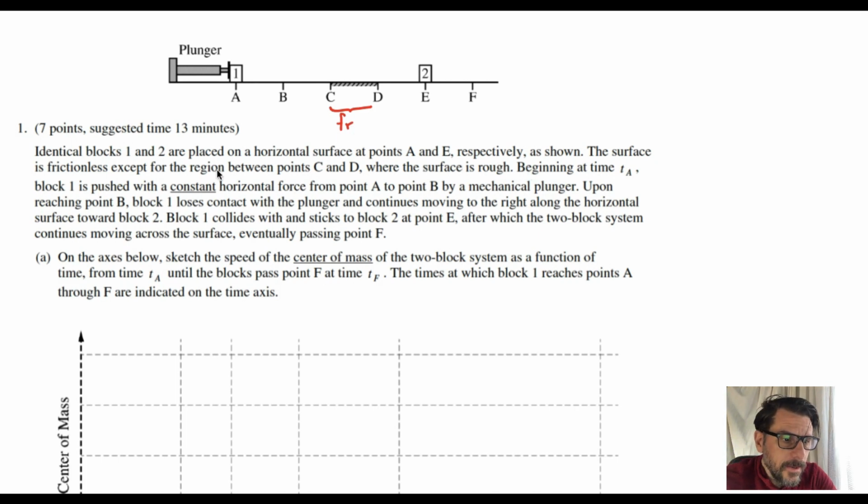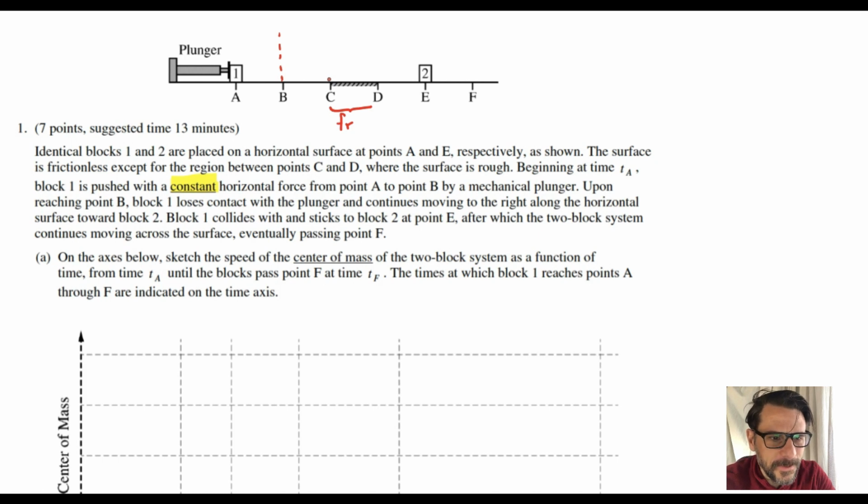Beginning at time TA, block 1 is pushed with a constant horizontal force. Now this is a key word in here, it will have a lot of implications in a few minutes. A constant horizontal force, it's not underlined for no reason. Constant horizontal force from point A to point B by a mechanical plunger. Upon reaching point B, block 1 loses contact with the plunger and continues moving to the right along the horizontal surface towards block 2. Now, this is a crucial piece of information in here. Right here in point B is where the plunger releases the block. There is no more pushing force.